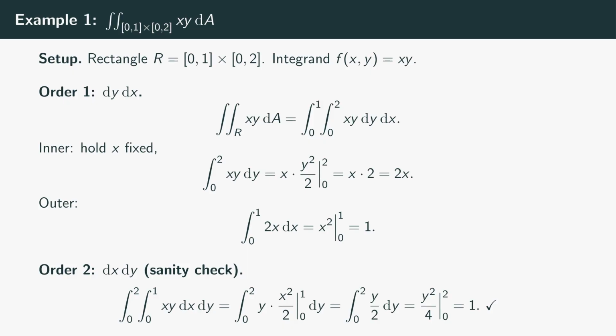Geometrically, the volume under z equals xy above the rectangle from 0 to 1 cross 0 to 2 is exactly 1. Note the integrand factors as xy equals x times y, so the double integral splits into the integral from 0 to 1 of x dx times the integral from 0 to 2 of y dy, which is 1/2 times 2, which is 1. Useful shortcut whenever the integrand separates over a rectangle.